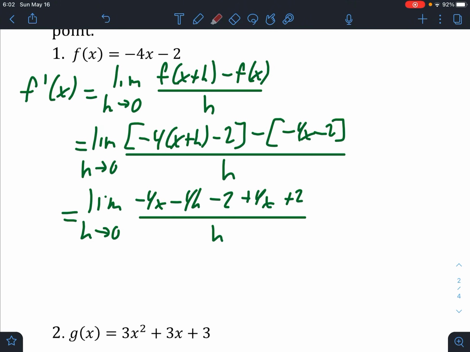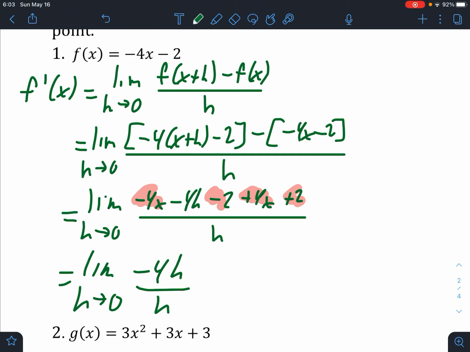But as you can see here, negative 4x and positive 4x cancel. Negative 2 and positive 2 cancel. So now we're left with the limit as h approaches 0 of negative 4h over h. We still can't put 0 in for h, but we can cancel these out. And now we're left with the limit as h approaches 0 of negative 4. Now there's nowhere left to put 0 in for h. Well, that means our answer is just going to be -4.